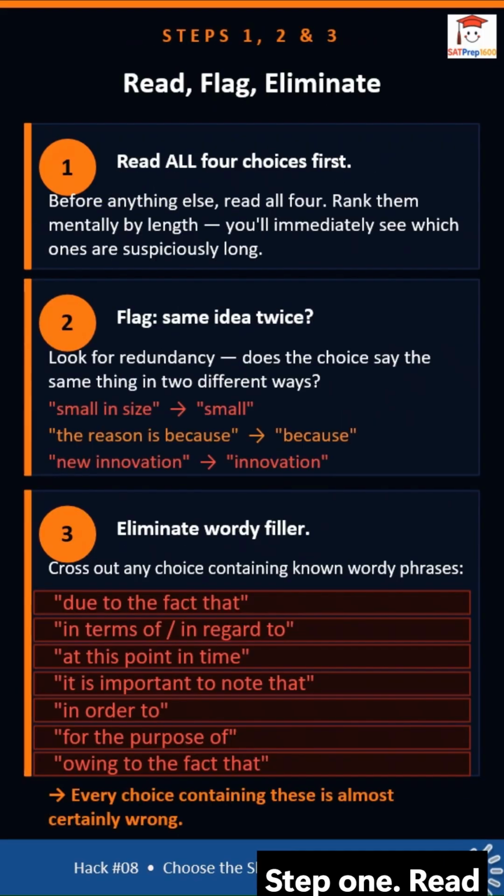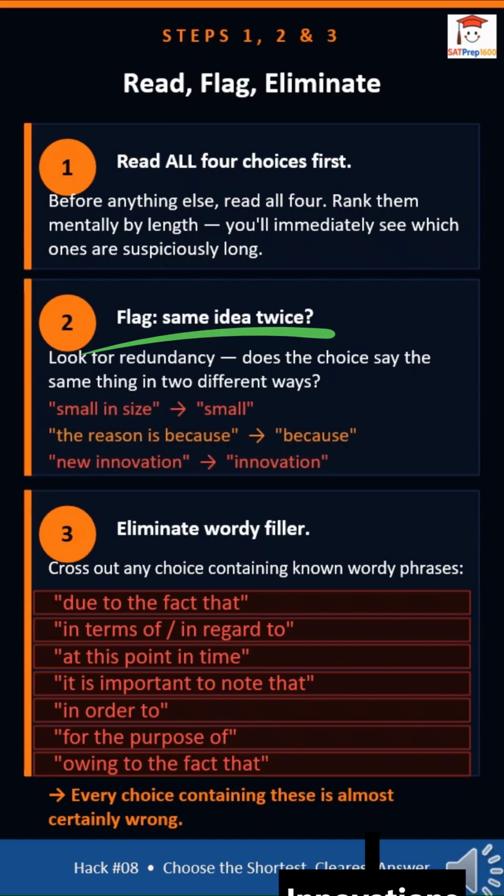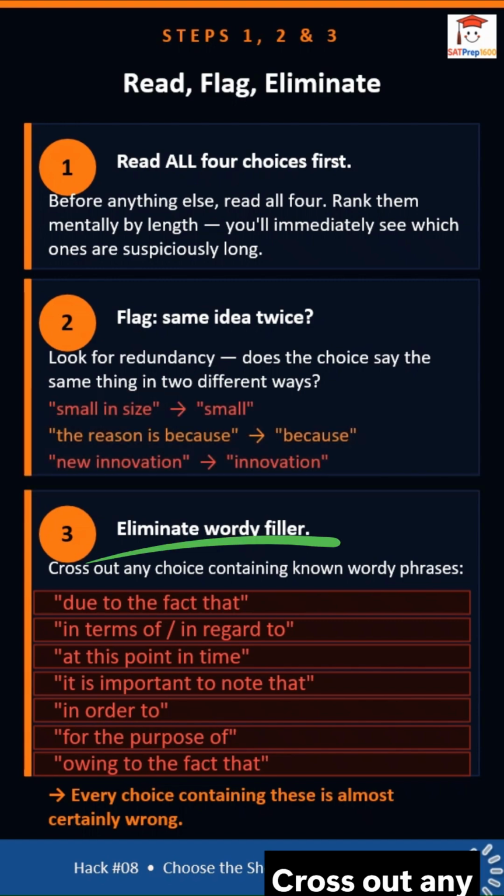Step 1. Read all 4 choices, then mentally rank them by length. The length itself is data. Step 2. Flag any choice where the same idea appears twice. Small in size. Small already means small in size. The reason is because. Reason and because overlap completely. New innovation. Innovations are by definition new. Flag them.